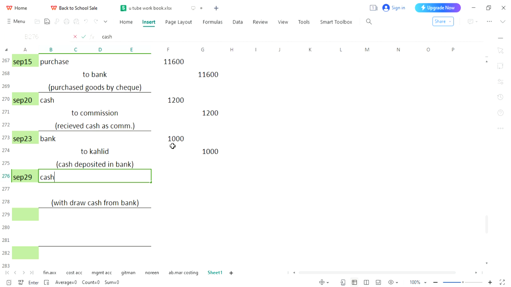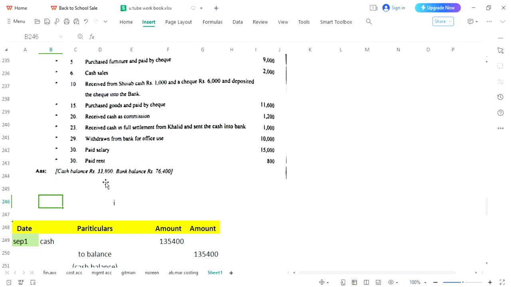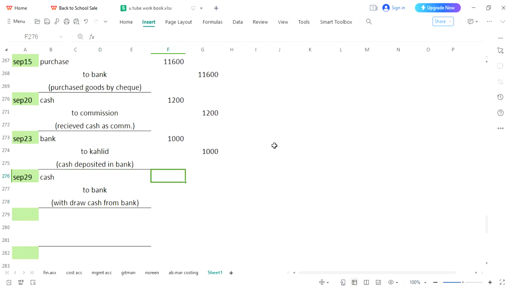On the other hand, you have drawn this cash from bank. It means amount present in your bank account would be decreased. Bank is your asset. Since amount is decreasing, bank account is decreasing, asset is decreasing. Decrease in asset should be credited. That is why you will name bank on credit side. September 29 and amount is 10,000. So just post 10,000 on debit side and same amount you will write on credit side.